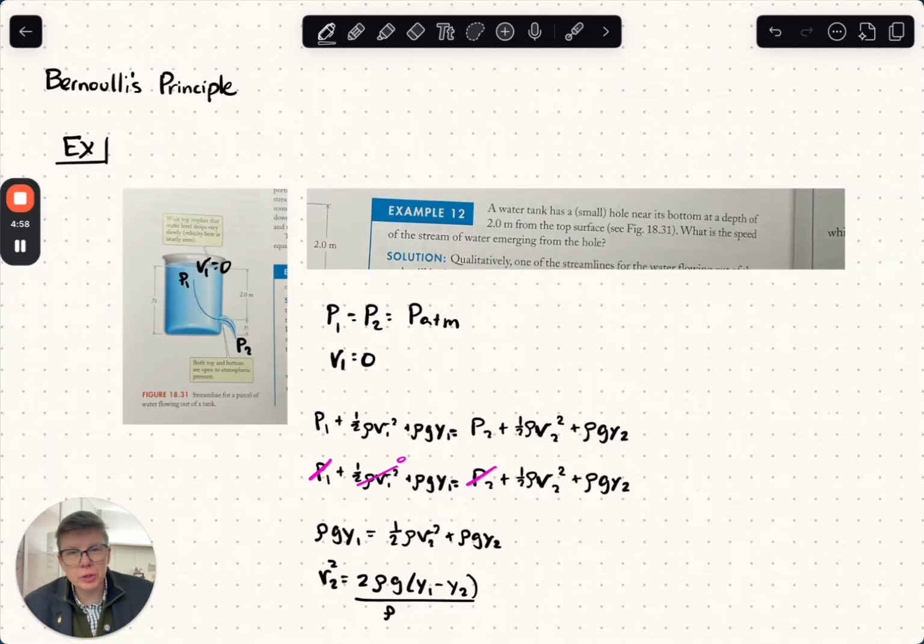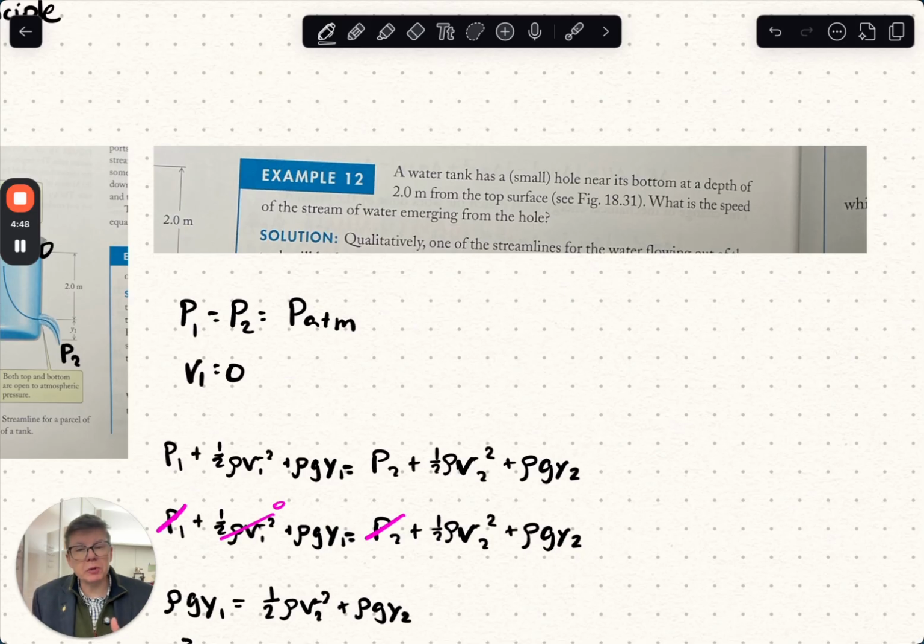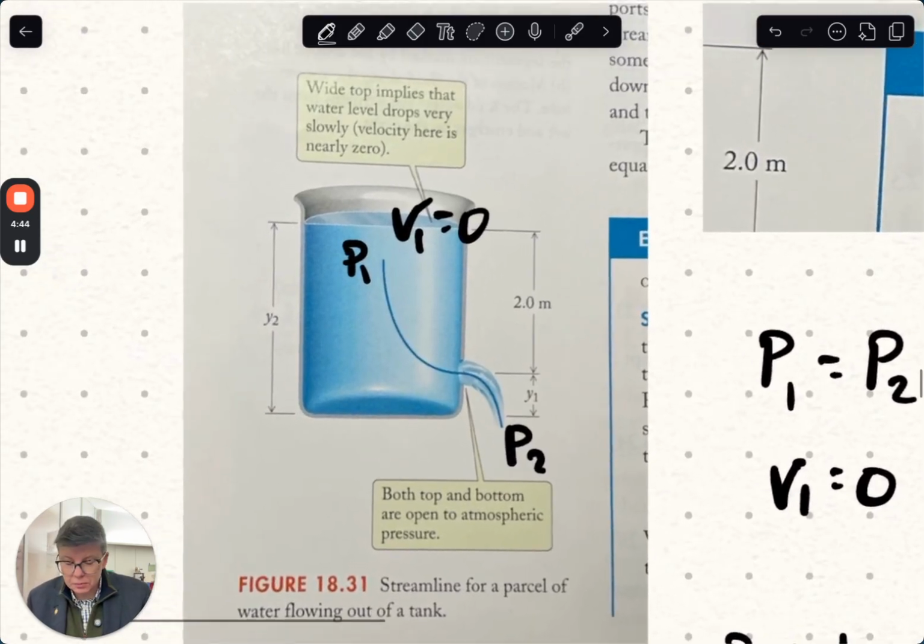Let's apply the Bernoulli equation to an example of a textbook problem. I have here a water tank with a small hole near the bottom at a depth of 2 meters from the top surface. What is the speed of the stream of the water emerging from the hole? Here's a picture of that.